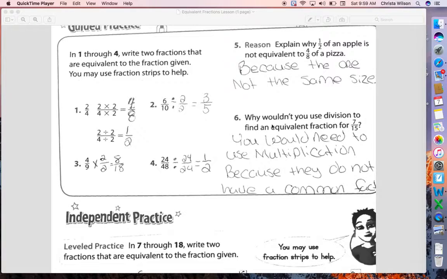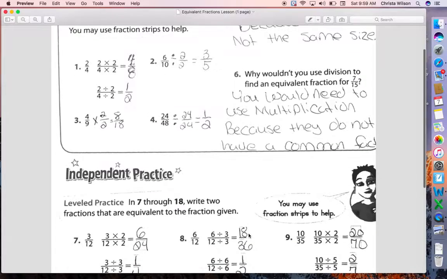Okay. And on number 6, it says, why wouldn't you use division to find the equivalent fraction for 7/15? Well, 7's already a prime number, so if you tried to divide it by 2, it would not be a nice even number. Another reason you would not use division is because 7 and 15 do not have any common factors, so you can't divide them by anything that they have in common. So if you created an equivalent fraction of 7/15, it would need to be by multiplication.